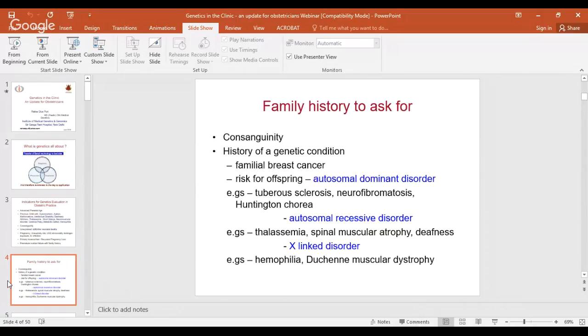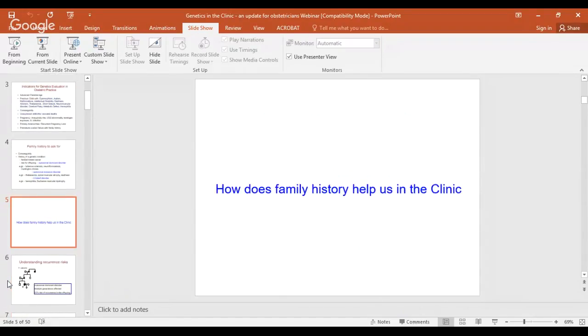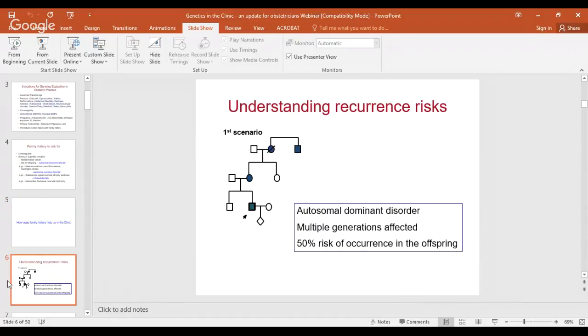You have the typical autosomal dominant pattern of inheritance in conditions like tuberous sclerosis, neurofibromatosis, or Huntington chorea. Autosomal recessive disorders like thalassemia, spinal muscular atrophy, deafness, and the common X-linked disorders of hemophilia A or B and Duchenne muscular dystrophy. So how does taking a family history help us in the clinic? Let us see this example, because just based on the pedigree, even without knowing what the disease is, we can discuss the risks of recurrence.